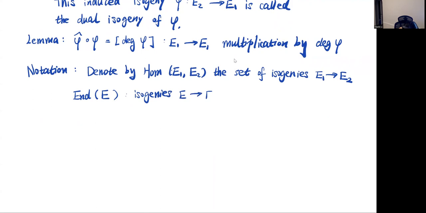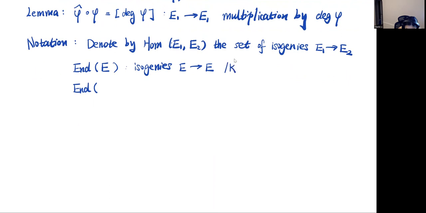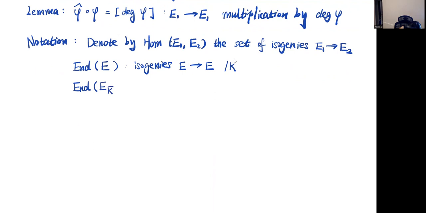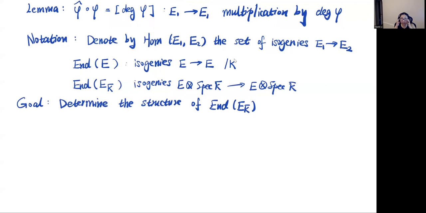Moreover, by default, I would be looking at isogenies defined over the base field K. But today we will be focusing on the endomorphisms of E base changed to the algebraic closure, that is, isogenies of E base changed to K bar. Okay, and the goal of today is to determine the structure of End(E_K bar). Okay, so all the statements that tell you the structure of End(E_K bar) are important. We'll do it step by step.